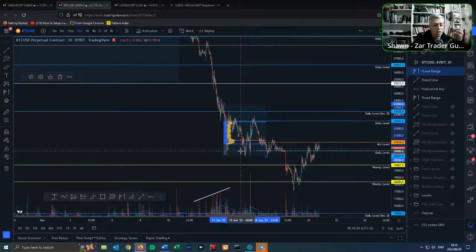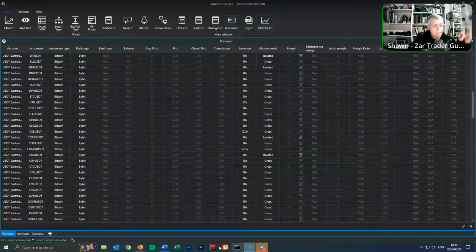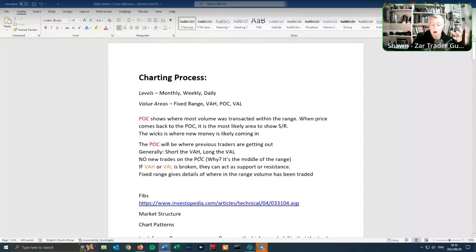So your fixed range and your point of control and your value area highs and lows is really an indicator of where you should enter the trade, as Jordan was saying. And your value area high and your value area low, very, very important. Why? Because generally you can take a short off the value area high and a long off the value area low.